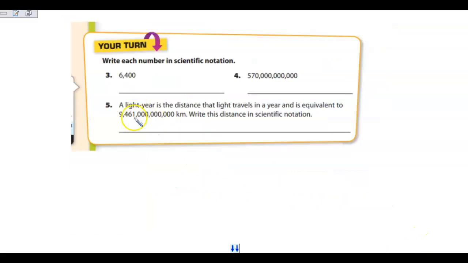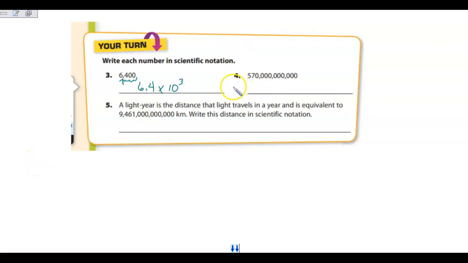So we're going to write each of these numbers in scientific notation. For number 3, 6,400, where would the decimal go? Between the 6 and the 4. So we would have 6.4. And the decimal would move from behind 1, 2, 3 places. So times 10 to the 3rd power.